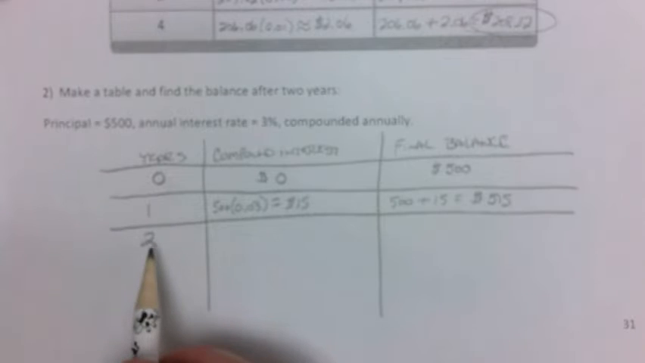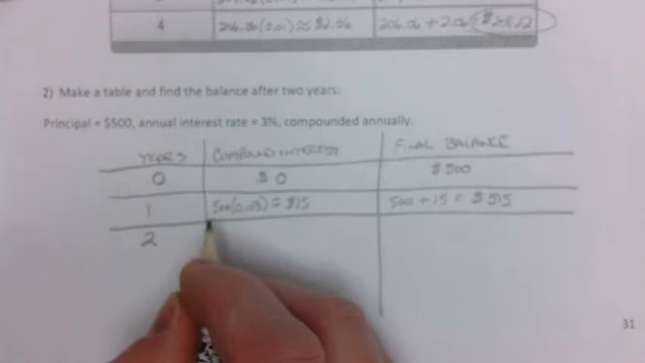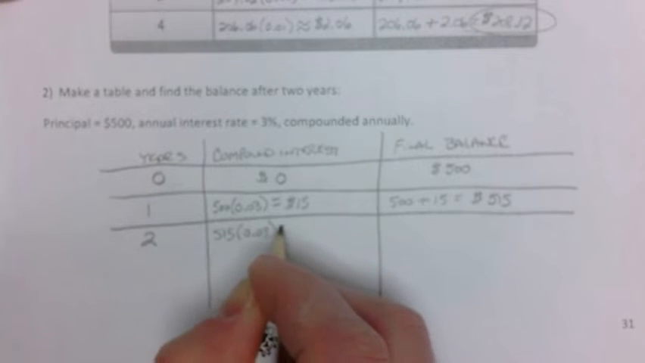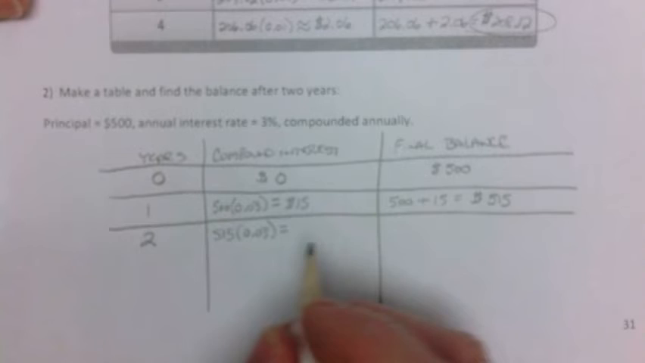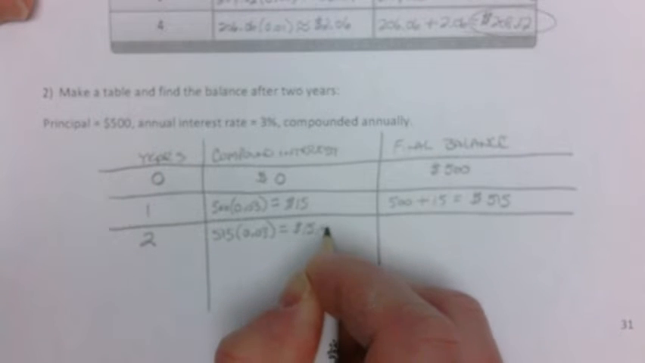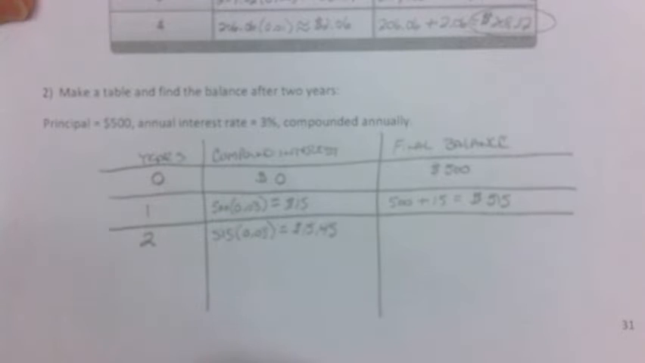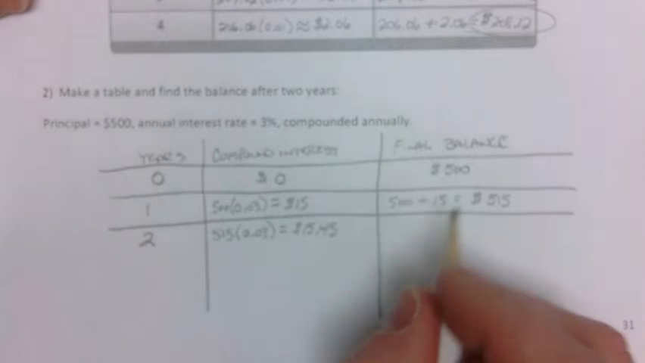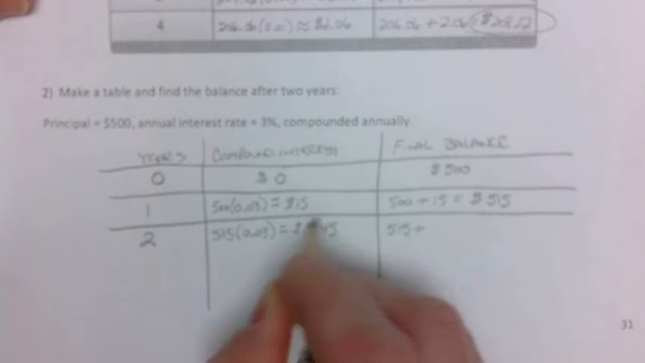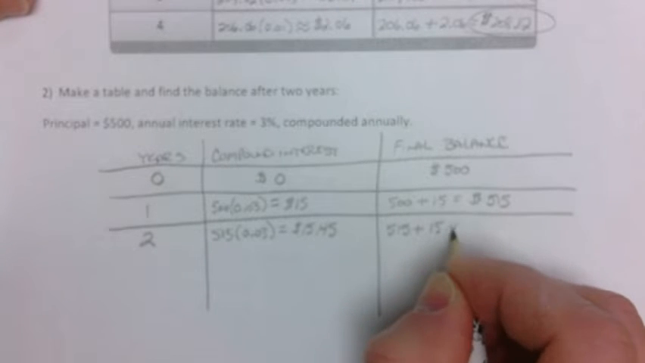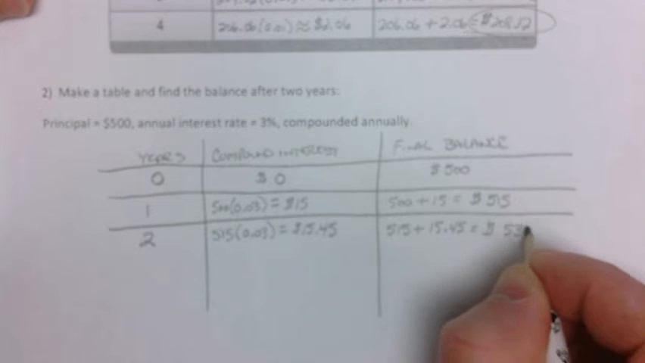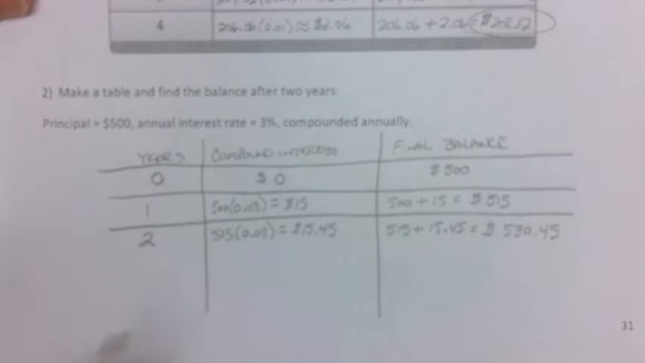Okay, we need the balance after 2 years, so let's do this again. To calculate the interest now for 2 years, we're going to take year 1's balance, $515, and multiply that by 3/100ths. Okay, and when we do that, $515 times 3/100ths, we should end up with $15.45 in interest. Okay, to get the balance now, we're going to take year 1's balance, $515, and add in the interest of $15.45, meaning that at the end of year 2, the final balance is going to be $530.45.